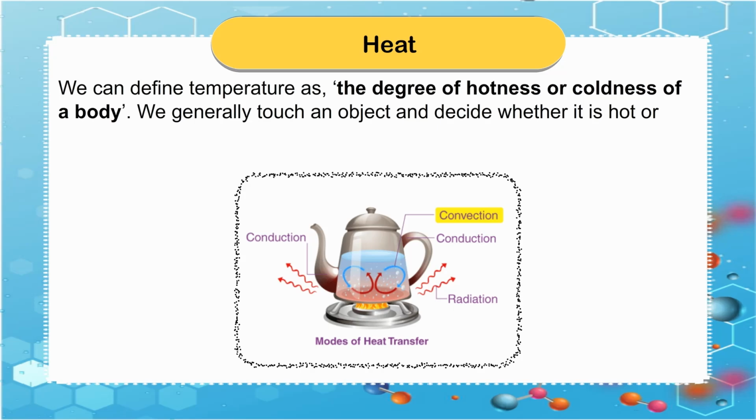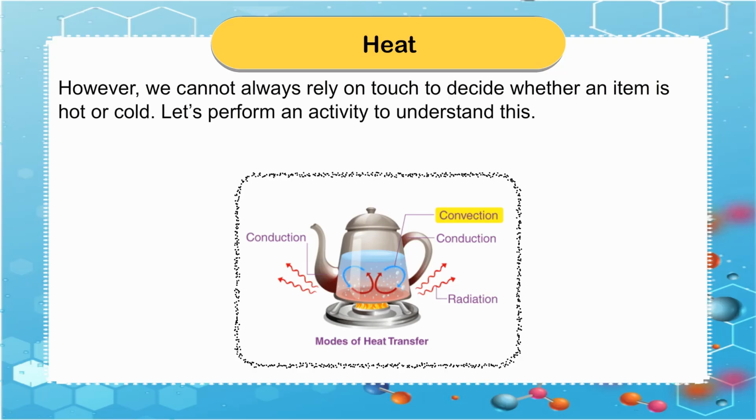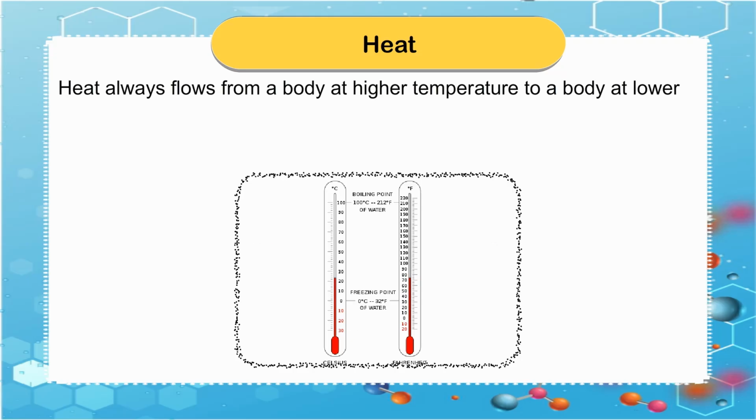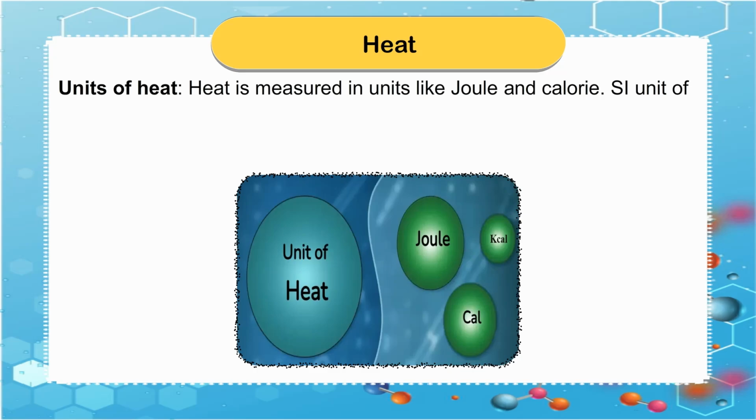We generally touch an object and decide whether it is hot or cold. However, we cannot always rely on touch to decide whether an item is hot or cold. Let's perform an activity to understand this. Heat always flows from a body at higher temperature to a body at lower temperature. Units of heat. Heat is measured in units like joule and calorie. SI unit of heat is joule.